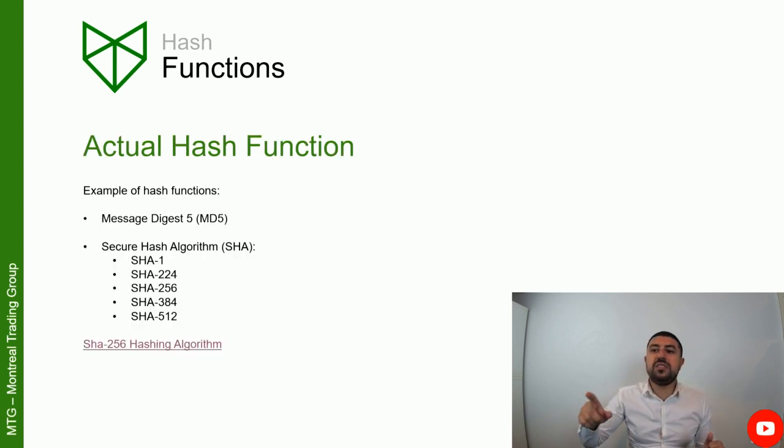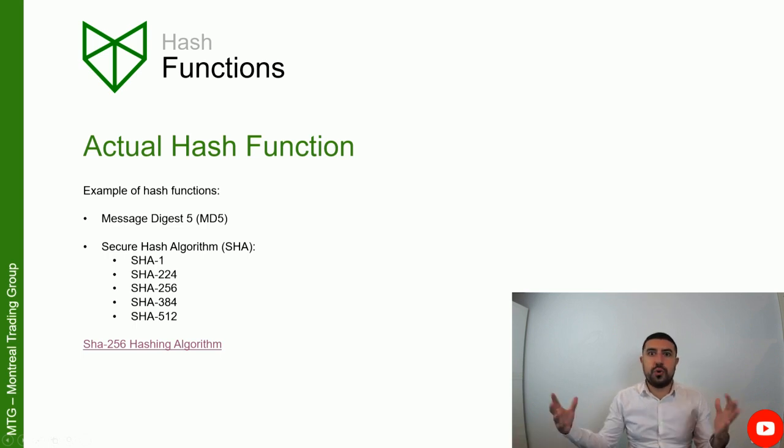Now, these are actual hash functions, right? There's the Message Digest 5, which was one of the first ones created. Then you had the SHA, Secure Hash Algorithm, which is the most widely used hashing algorithm out there. SHA-1 was the first one that came out, then SHA-2, and all of these are subsets of SHA-2.